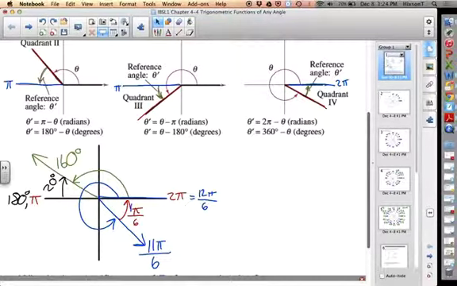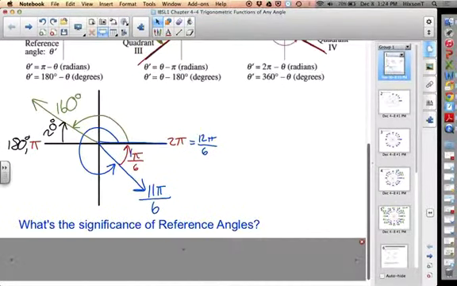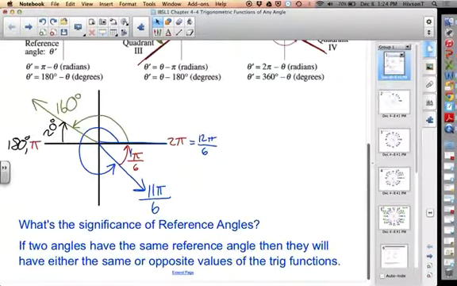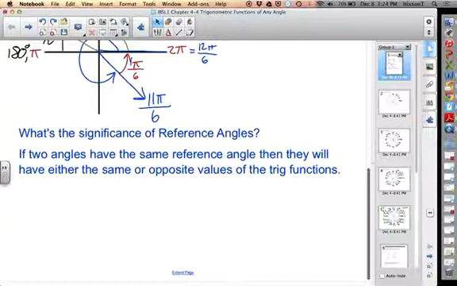Okay? So what good is this? What's the significance here? The significance is this. If two angles have the same reference angle, then they will have either the same or opposite values of the trig functions. So it's a helpful relation.